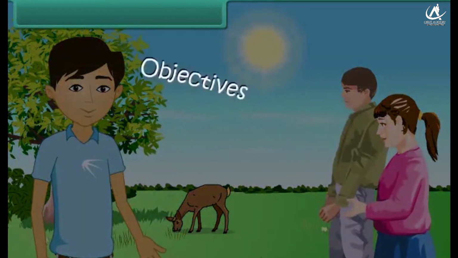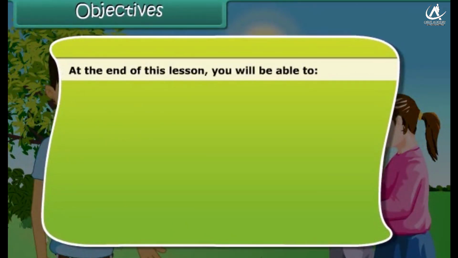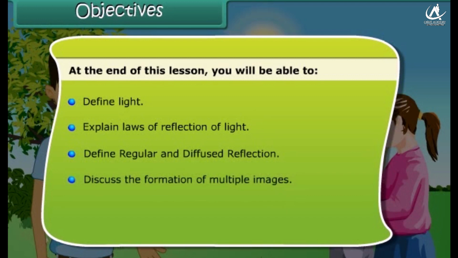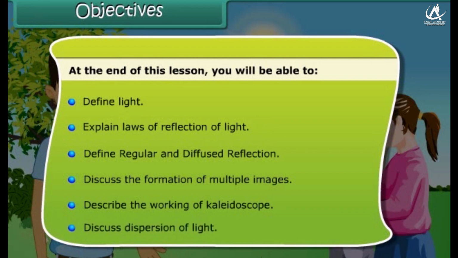Objectives. At the end of this lesson, you'll be able to define light, explain laws of reflection of light, define regular and diffused reflection, discuss the formation of multiple images, describe the working of Kaleidoscope, discuss dispersion of light.